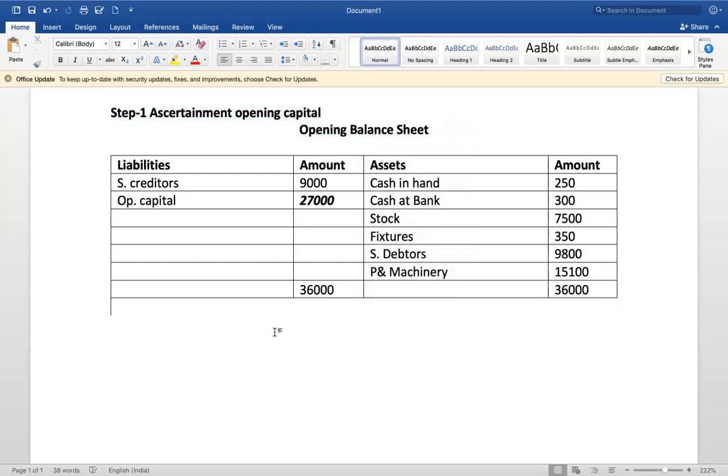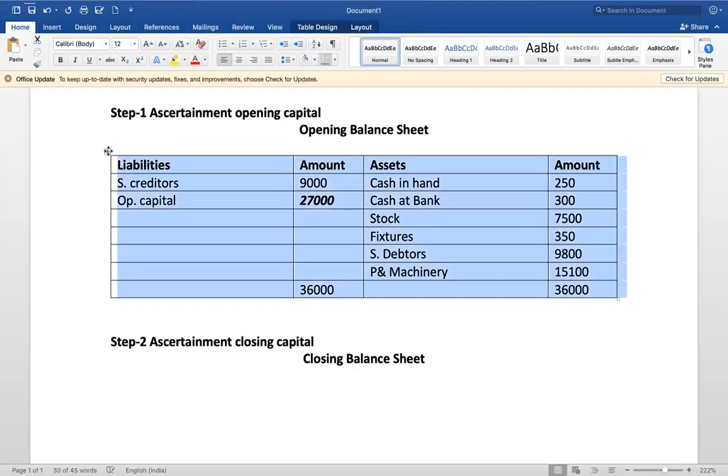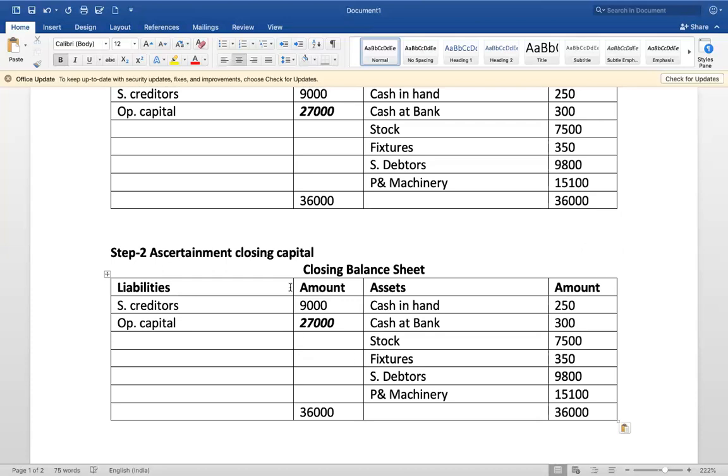Step two is ascertainment of closing capital. Closing capital can be ascertained by preparing the closing balance sheet. Take the format of the closing balance sheet with assets and liabilities. So these figures will be changing.